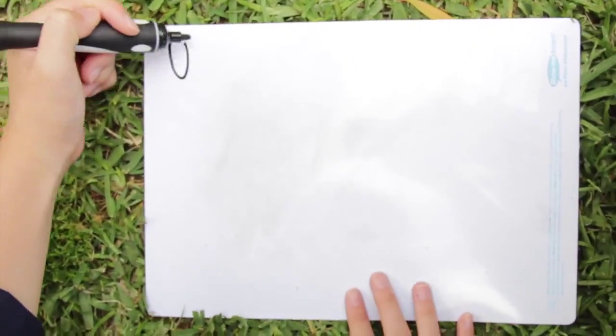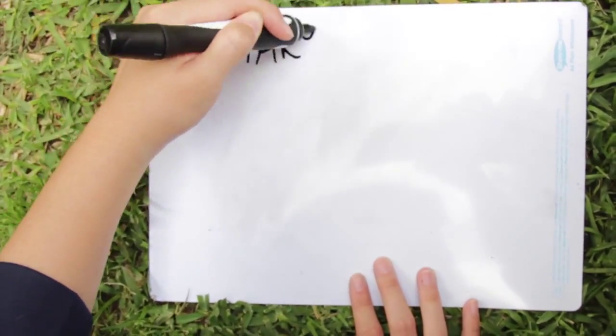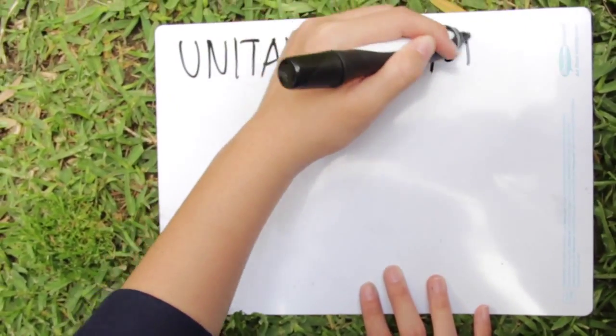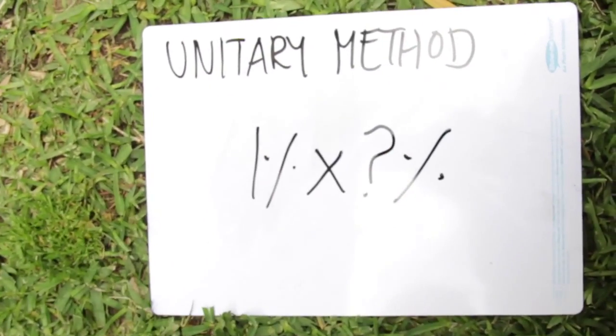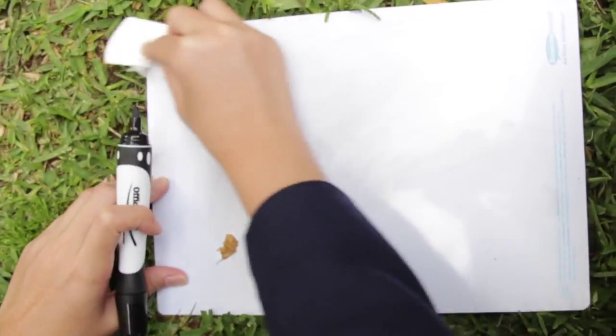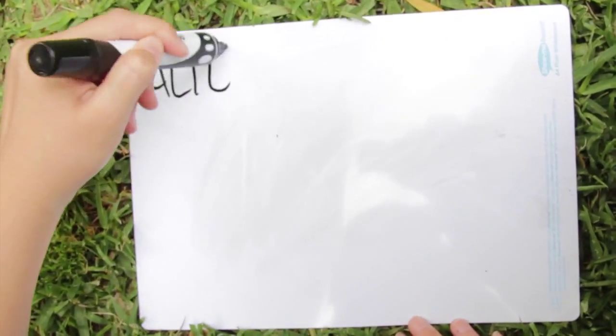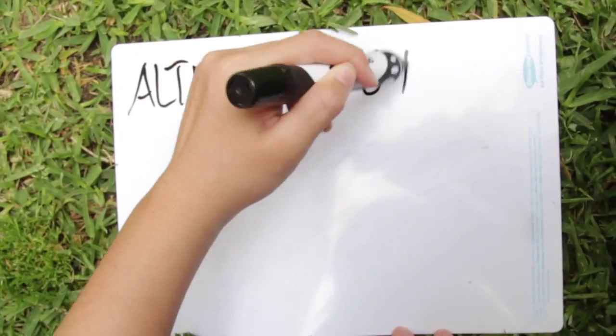There are two ways to find the cost before the GST was added. The first way is the unitary method, which involves finding 1% of the cost and multiplying the answer by the percentage you want. Another way is to divide the given cost by 1.1.